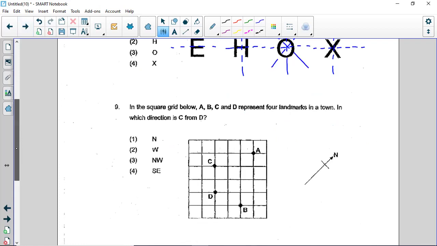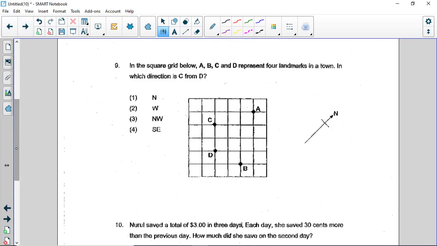Okay, question number 9. Now this one you got to watch out because the north is pointing in a different direction. Then this is south, this is your west, and then your east, and you will need to draw your 8-point compass. Your 4-point compass is not enough, so you will need to draw 8 points. So this is your northeast, this is your northwest, southeast, and then this is your southwest. So you have to complete your 8-point compass.